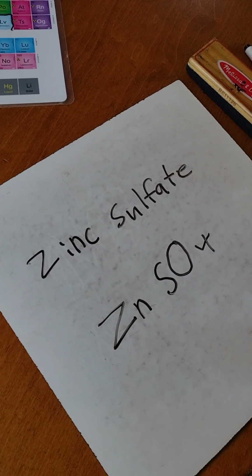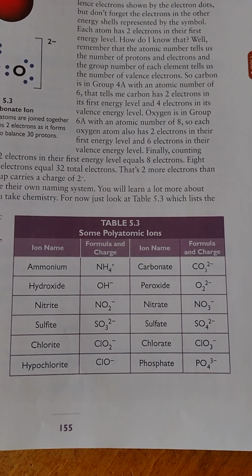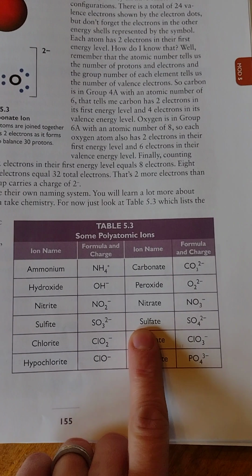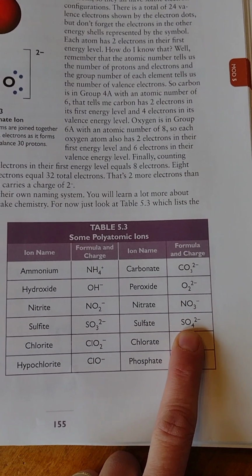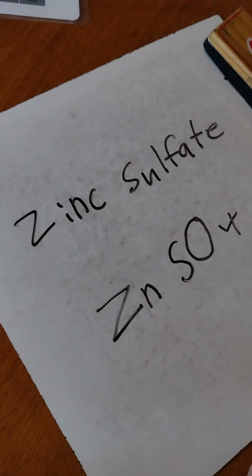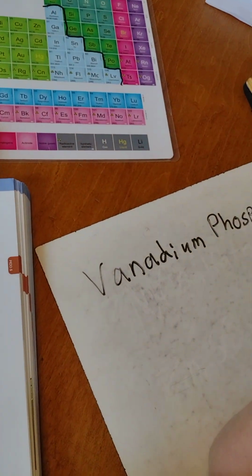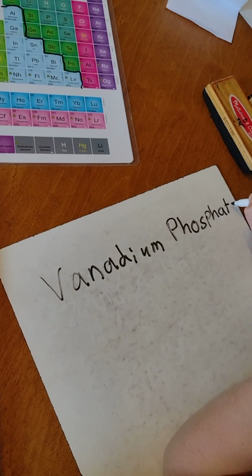And if you were to look up the charge in your book, on page 155, you have the sulfate right there, SO4, and it has a 2- charge. So that means your zinc's going to be a 2+ charge, and you're just going to write it just like that. Joseph is choosing a really fun one for you.